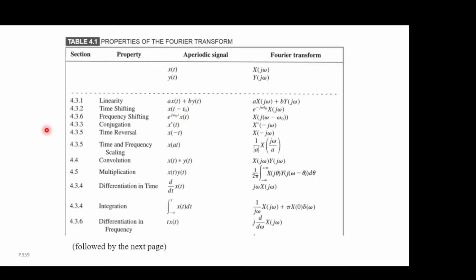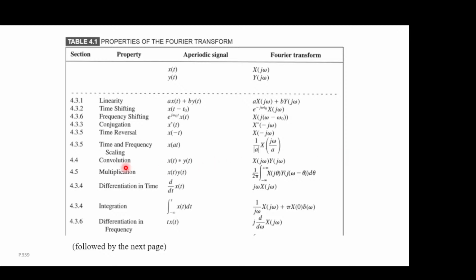Okay, and we have this conjugation property, where you get a conjugation on your time domain. Then you will also get a conjugation on your frequency domain, and you also get the negation on your frequency. So frequency reversal. So we get a conjugation and a frequency reversal. And then we have the time reversal property, where you time reverse your signal, then you frequency reverse its Fourier transform. From this property, you see that if x is even, then big X is also even, and if x is odd, then big X is also odd.